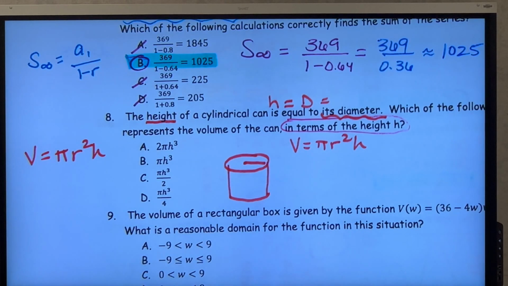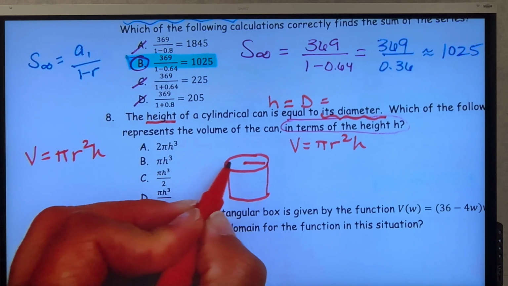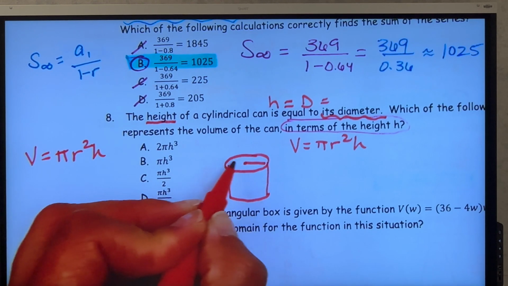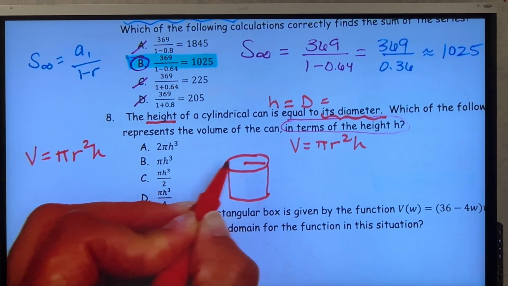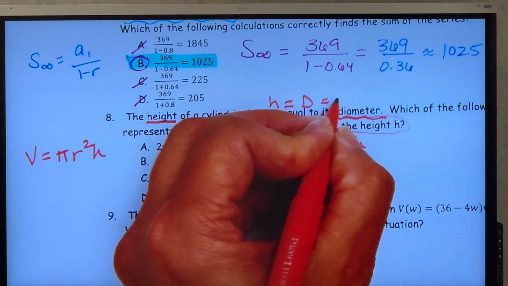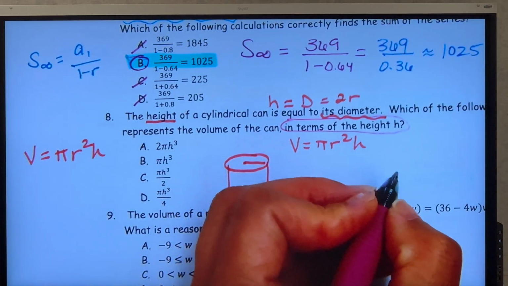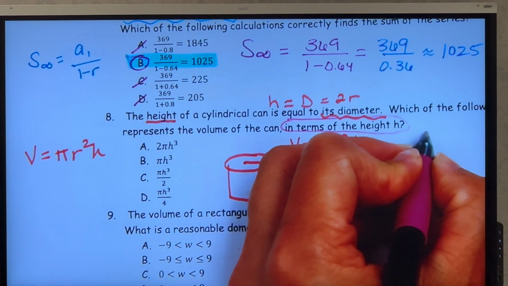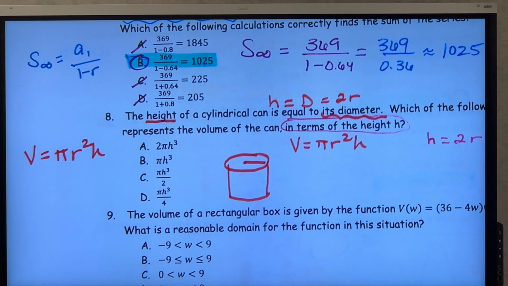Diameter, you have to remember, is the distance all the way across the top of the circle, but it has to go through the center. Well, a radius is half the diameter, so a diameter contains 2 radii, so it's going to have 2 r's. So we need to use that idea. I'm going to have h equals 2r. The height is equal to 2 radii because the height is the same as the diameter.